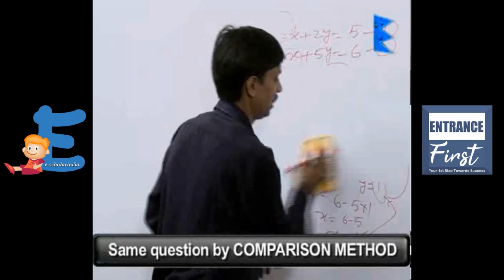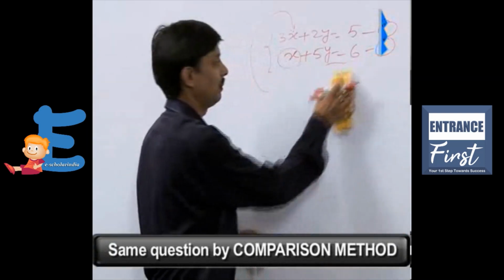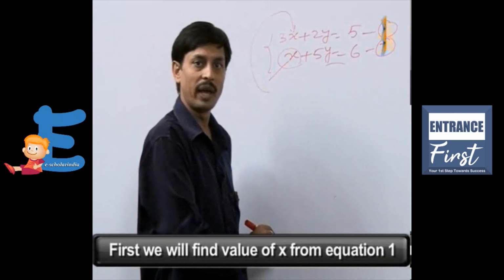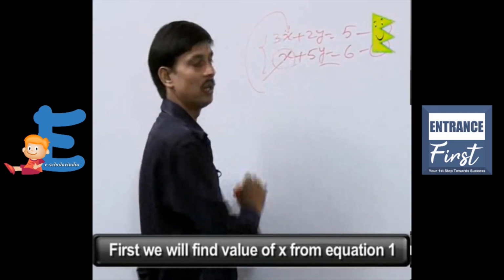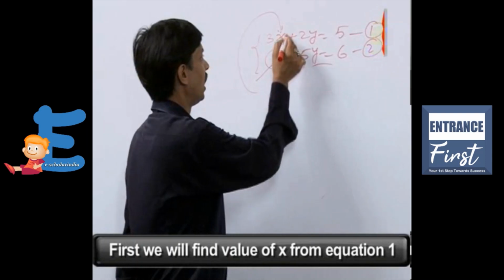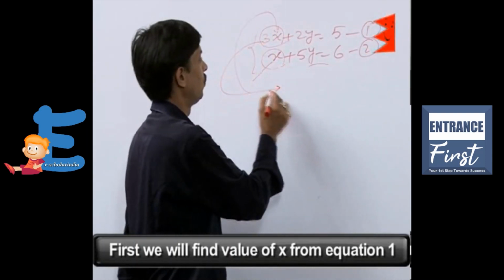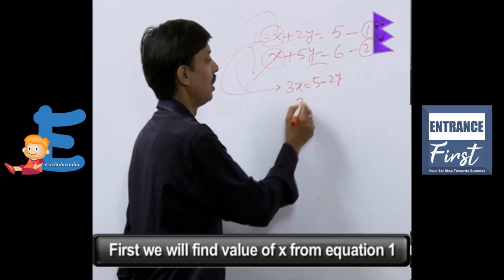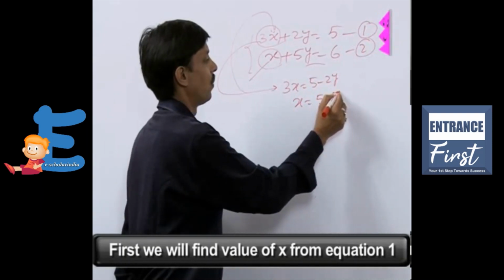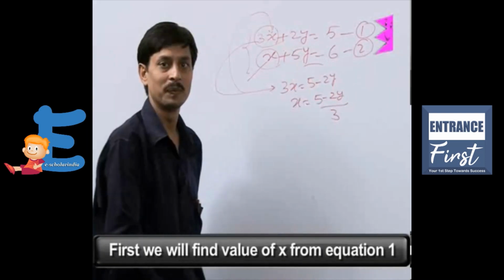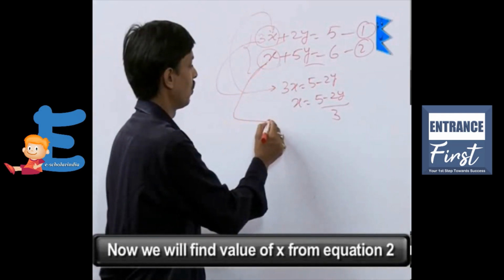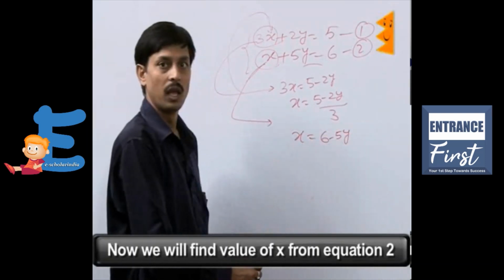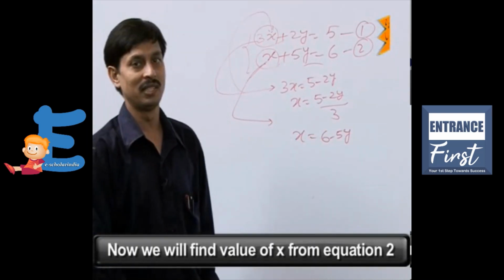If I ask you to solve the same question by the method of comparison, first of all we will find the value of x from equation 1 and from equation 2. The value of x from equation 1 is 3x is equals to 5 minus 2y, or x is equals to 5 minus 2y upon 3. And the value of x from equation number 2 is x is equals to 6 minus 5y. This is known as the comparison method.